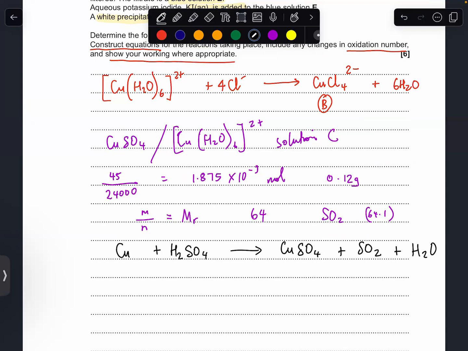We can try normal balancing rules, but because this is a redox reaction, I'm not going to take chances. This is 0 oxidation number. This is +2. Sulfur is +6 here, but it's +4 here. So it's a simple case. One is losing 2 electrons, and one is gaining 2 electrons.